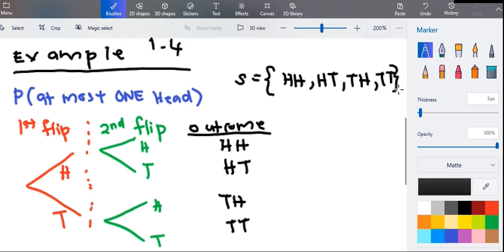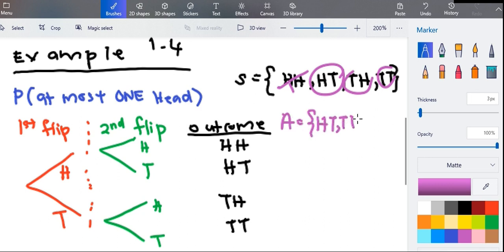So how to find the probability of at most one head? First of all, you need to list out the possible outcomes. The possible outcomes for at most one head exclude two heads, HH. That's why it is only HT, TH, and TT. So your A is basically HT, TH, and TT.